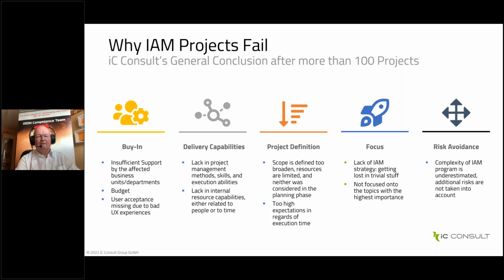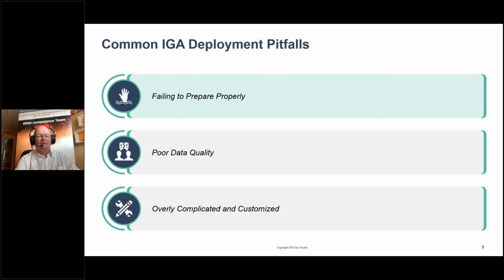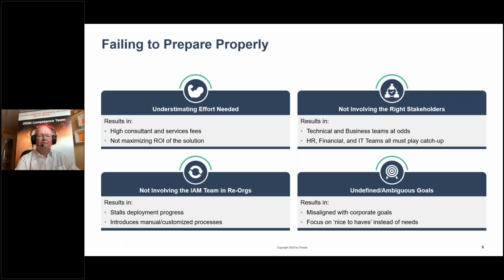Great, thanks, Uli. And I think a lot of what you've just covered there echoes exactly into the next piece here, where I've split the common pitfalls that we see into three main categories. So we'll go through these. Failing to prepare is one of the main things that we see, and we split that down further. And Uli, you mentioned yourself underestimating the effort needed. I think a lot of people sometimes don't fully understand what could be involved in a full IGA program, and where identity touches all parts of the organization.